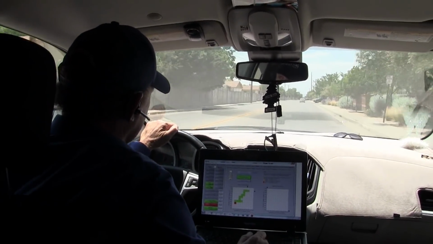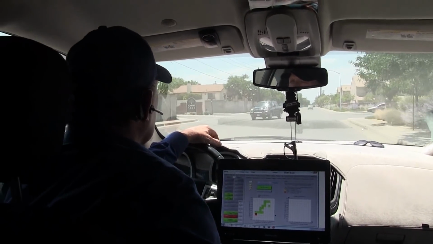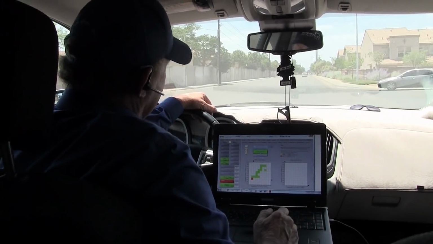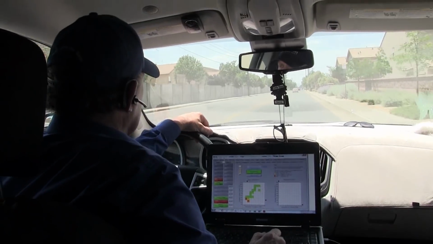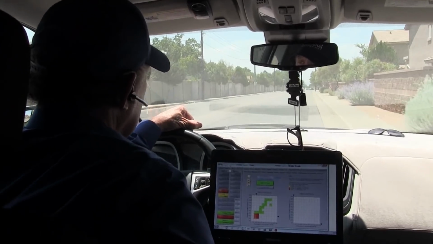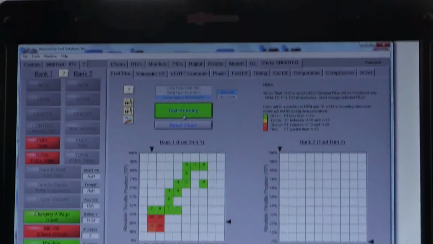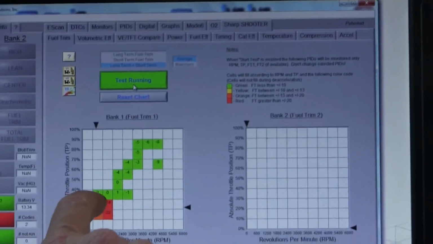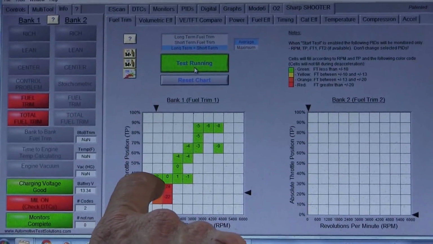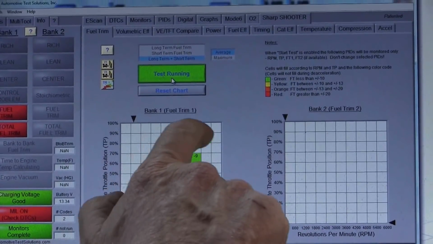Oh wow, this problem is only at idle. Okay, so this is only an idle problem apparently, because we can see by the trim numbers there on our chart that this is all low throttle positions. Notice that this is at 20%, and above the 20%, like at 30, 40, I'm all green.